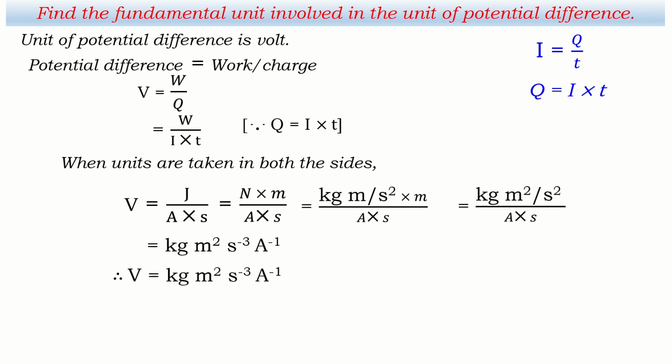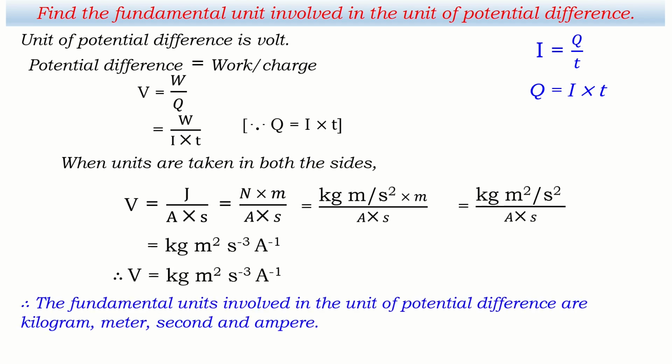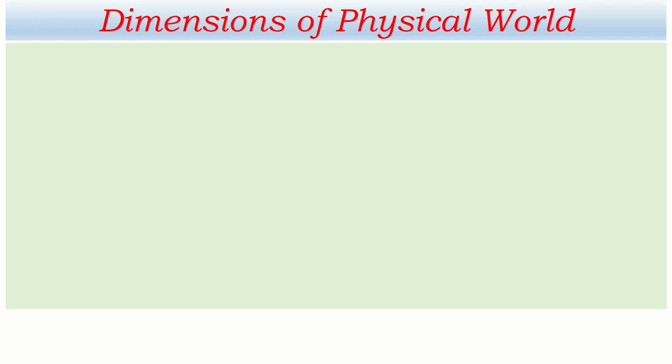These are the fundamental units involved in volt. That's why what can we write? The fundamental units involved in the unit of potential difference, which is volt, are kilogram, meter, second and ampere. If you are asked how many times the meter is involved or how many times second is involved, you can write this also. Okay, now I want to tell you something other than this.